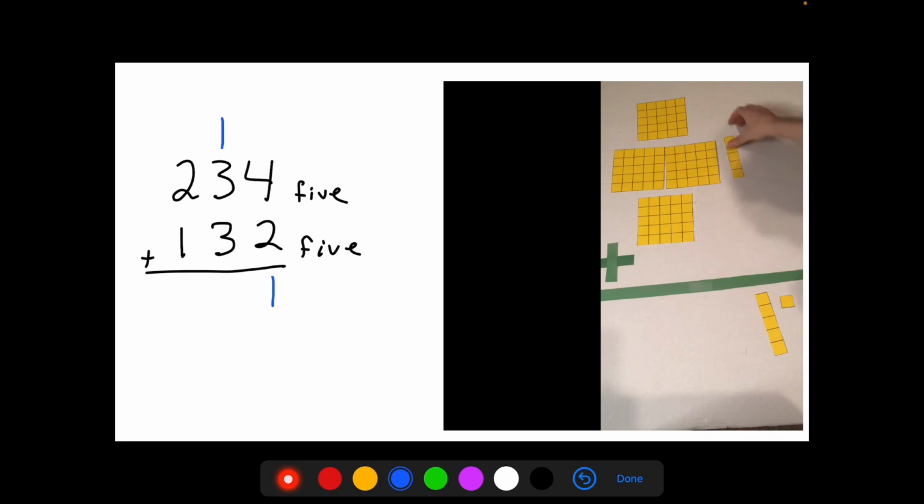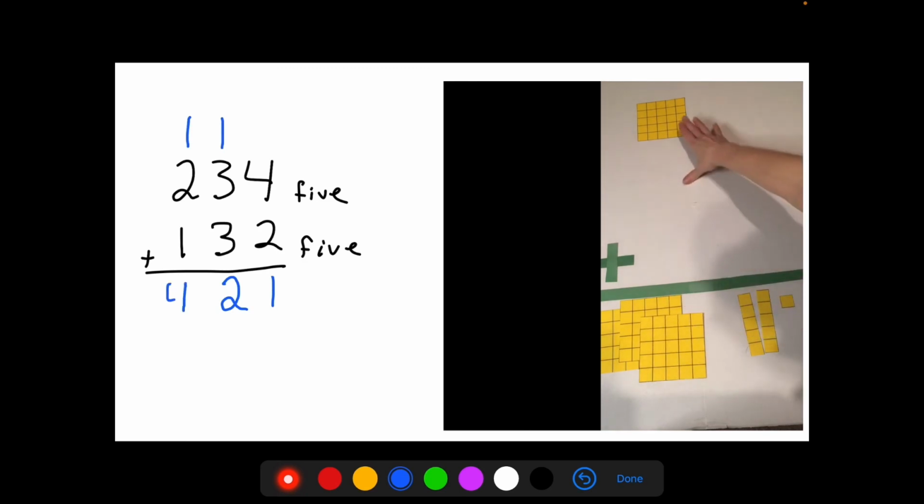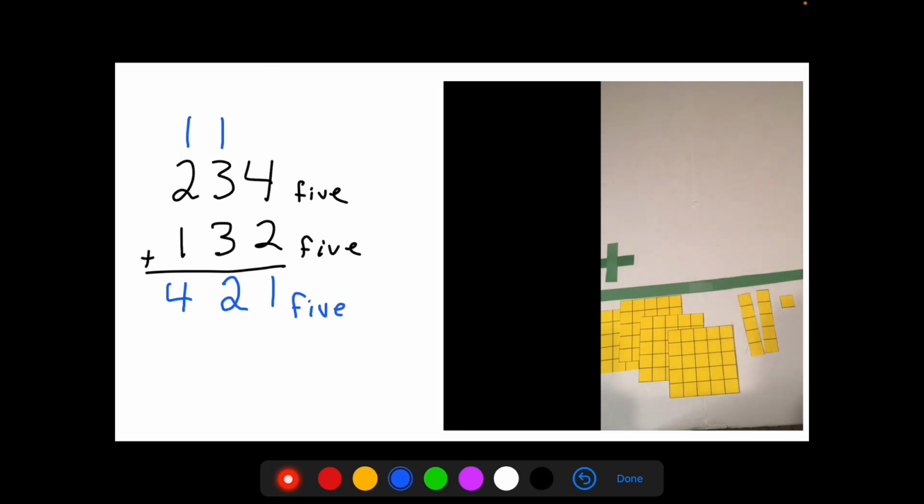I'm left with 2 of the rods, 2 of the 5 by 1s. I record those, and my carry the 1 was 1 5 by 5. And then now I have 1, 2, 3, 4 of these flats. And so my answer here, 4, 2, 1 in base 5.